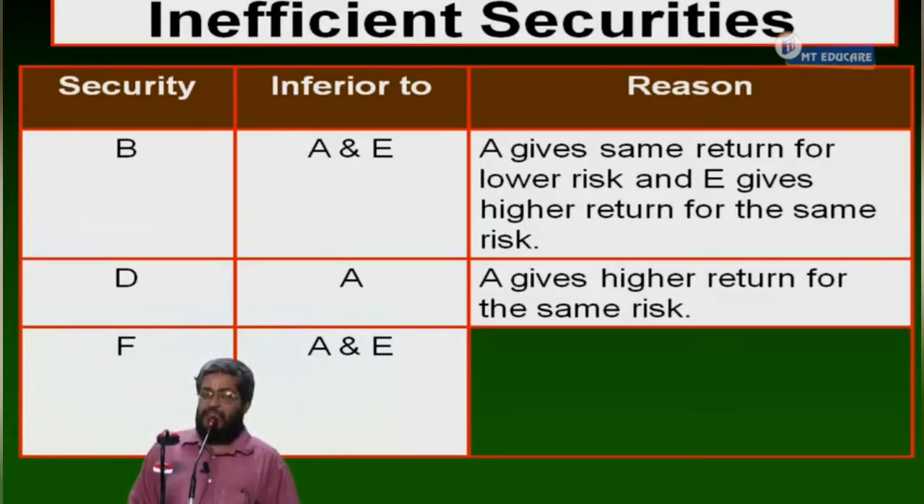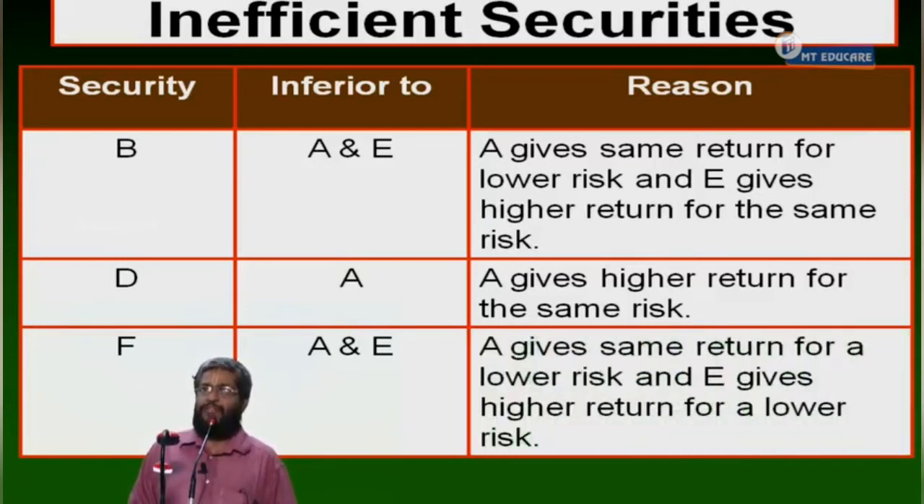A gives same return for lower risk. And E gives higher return for lower risk. Everybody, are you comfortable or not? No. First part of the question has been answered. Can you move to the second part or not? No.